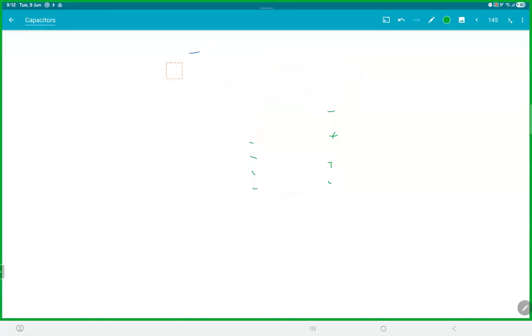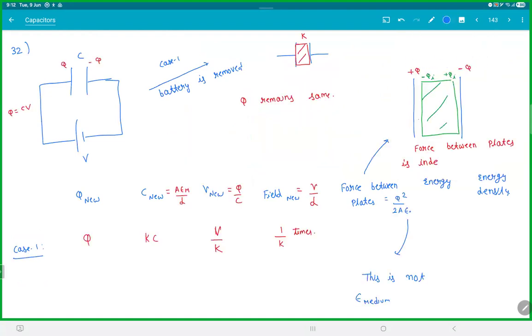So that is one mistake people make. They remember force is Q square by 2A epsilon, and they will think, oh, there is a medium here, so epsilon medium. So they will think force became 1 by K times. Are you clear with that? I hope you didn't fall into that trap. That could be a mistake, so you have to be careful there. So the force between the plates is independent of dielectric. Did the charge change? No. So the force will remain same.